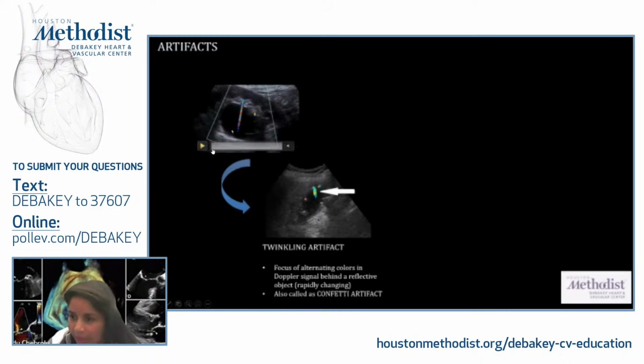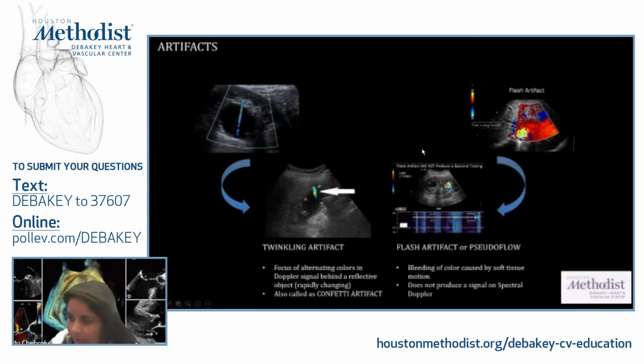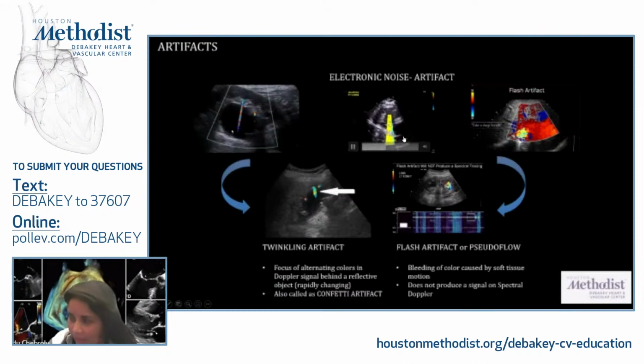And some additional artifacts are twinkling artifacts, which you can see as alternating colors and Doppler signal behind a reflective object. And then this one here is a flash artifact, or pseudo flow. It's mainly caused by soft tissue motion. And this one here is an ECMO catheter interference on color Doppler.